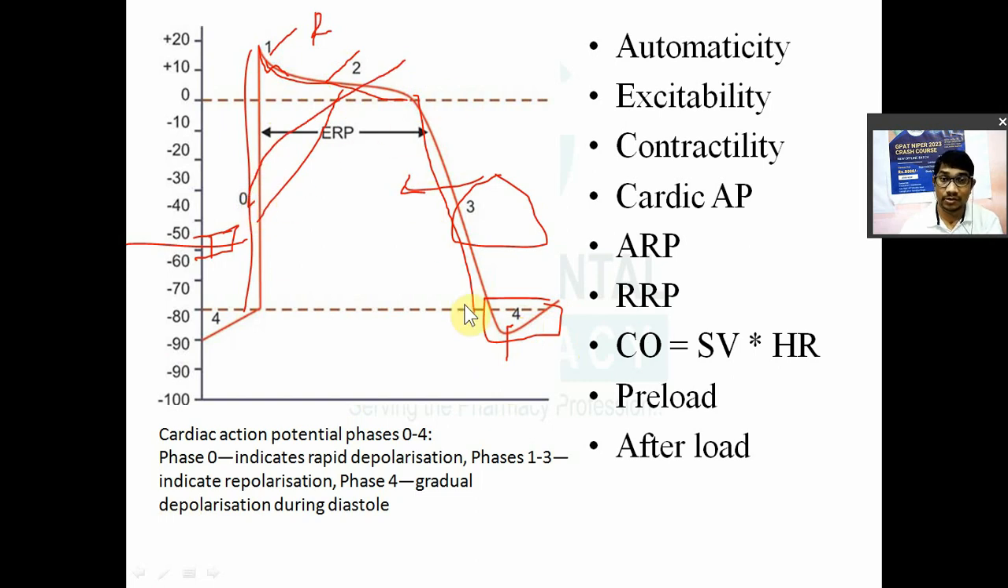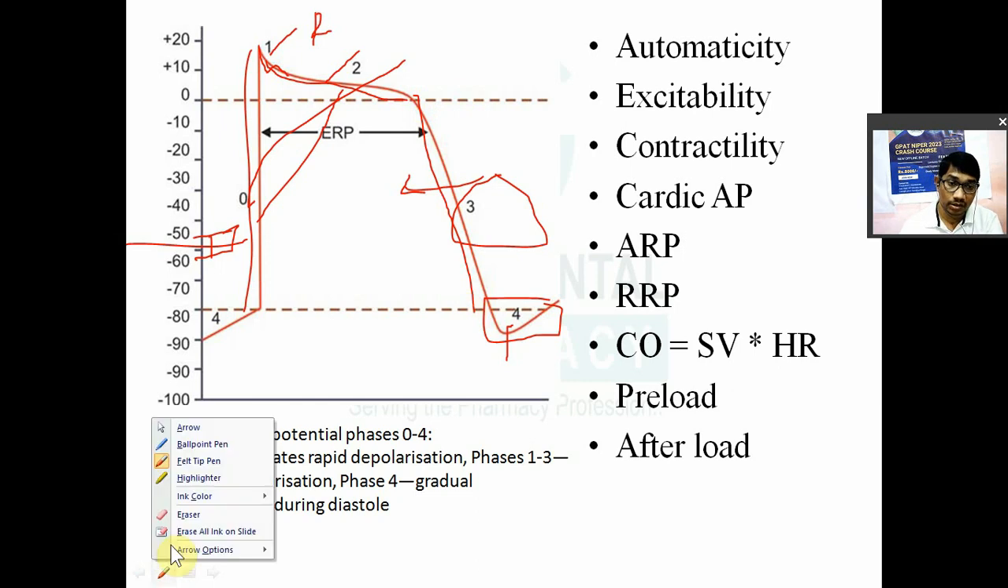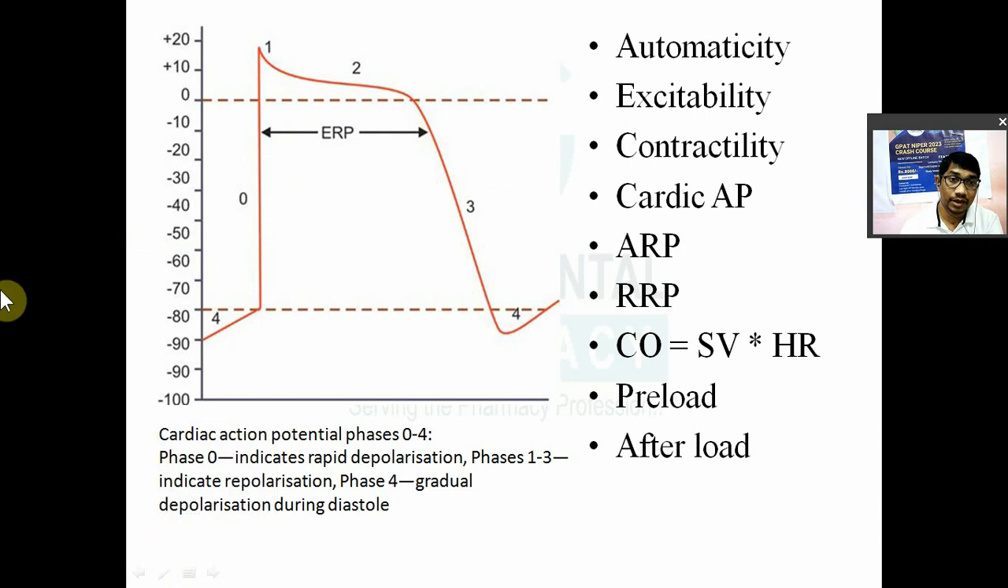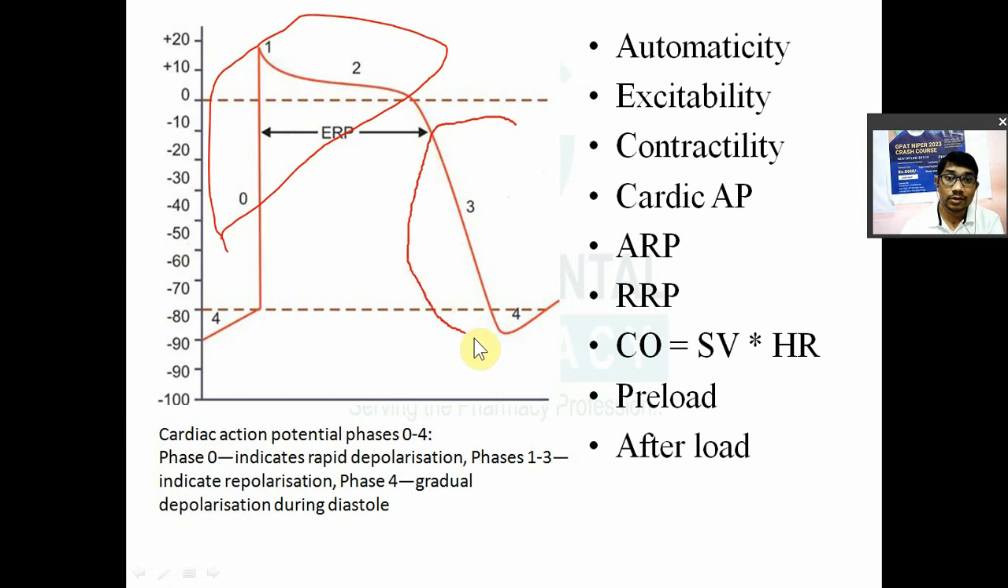Now in phase 3 and phase 4 there is a relaxation of your cardiac muscle. So when does your heart muscle contract? When depolarization happens. And when does depolarization happen? In phase 0 and phase 2. So it is a depolarizing state. And phase 3 and phase 4 are a repolarizing stage. Are you getting this or not? Do you understand?